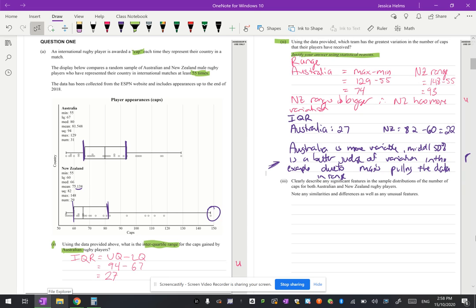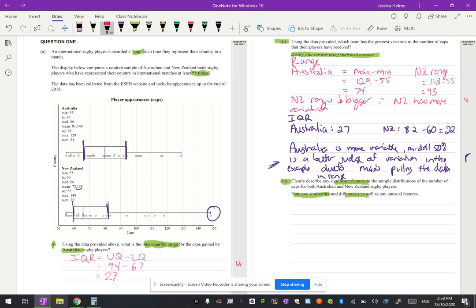Okay, so question 1A, part 3 now. The question says, clearly describe any significant features in the sample distribution of the number of caps for both Australia and New Zealand rugby players. Note any similarities and differences as well as any unusual features.